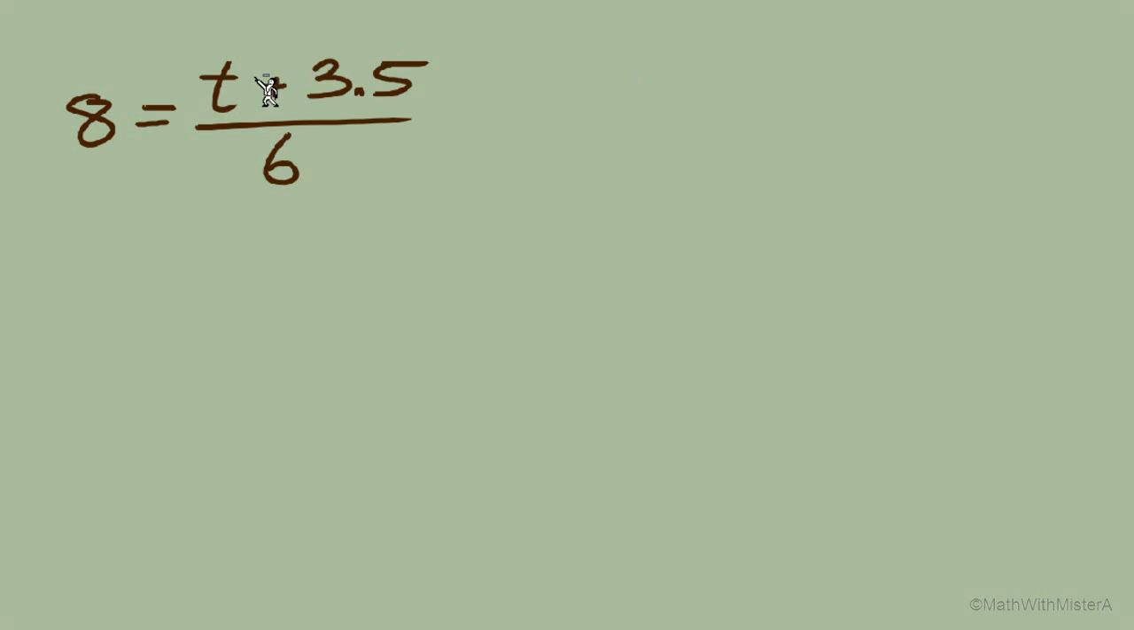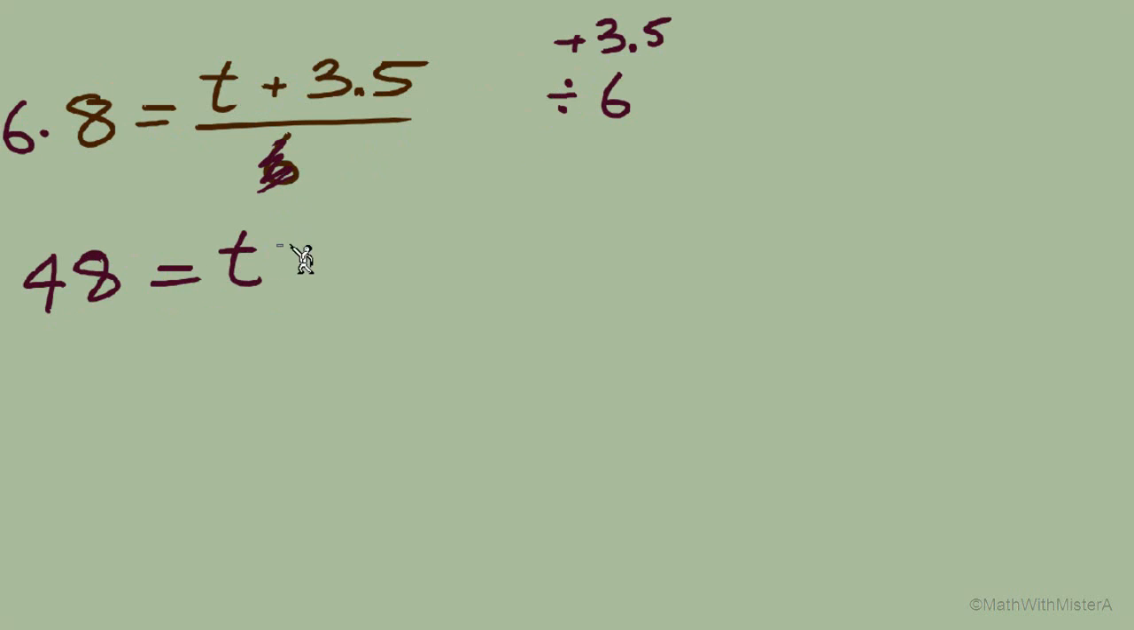So we could say, if you start with t, first you add 3.5 and then divide by 6. So if we do the opposite of those, go over to the 8 and undo divide by 6 with multiply by 6, that will give us 48, and we undid the divide by 6, so now we have left just t plus 3.5.